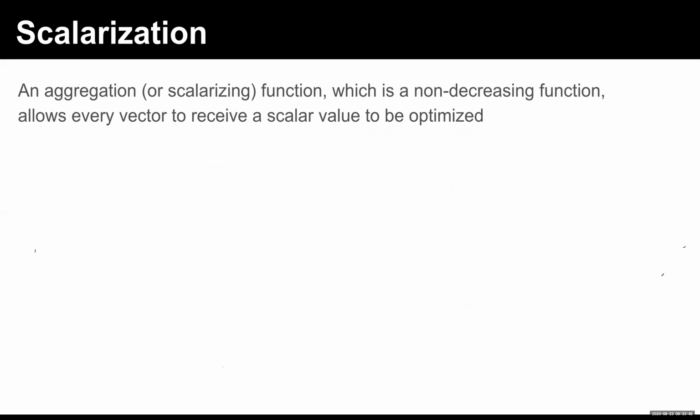But this is not enough. Aggregation is a very rich field in and of itself, and I would like to encourage you to go and look beyond simple weighted averaging. We're starting to see some gains internally as well on some of these methods. Again, an aggregation is just a non-decreasing function, which allows each vector to receive a scalar value to be optimized.